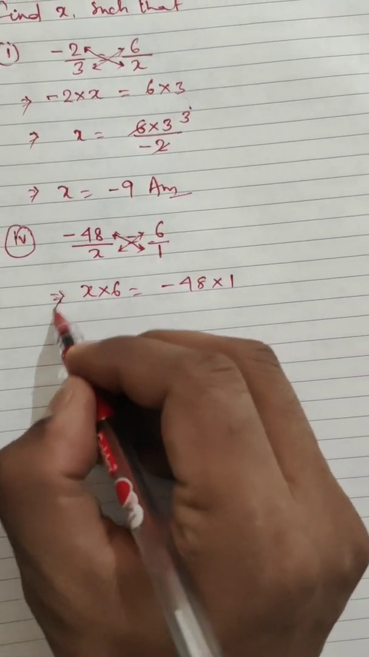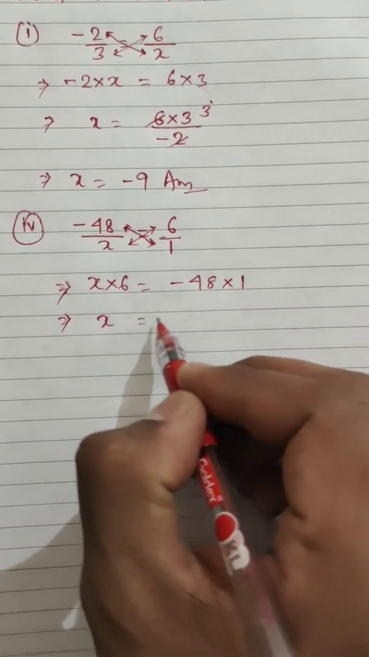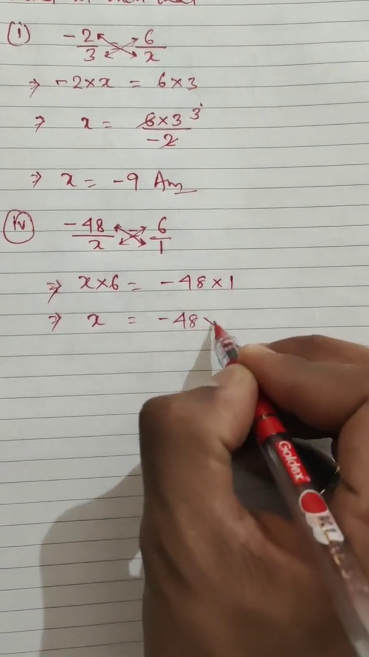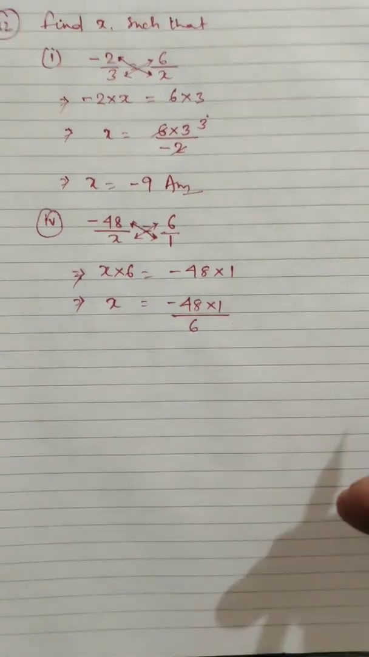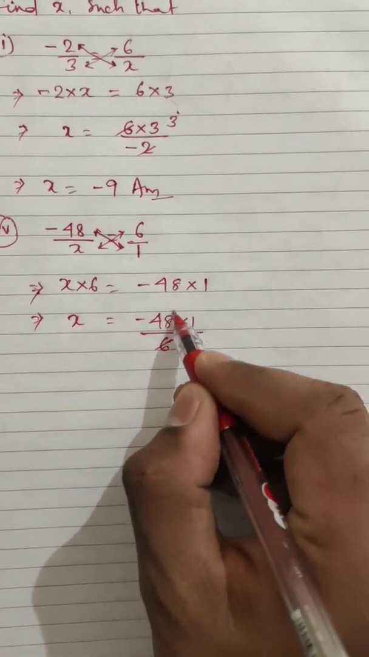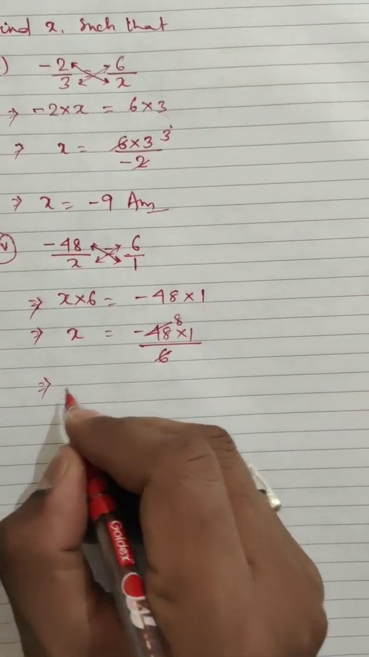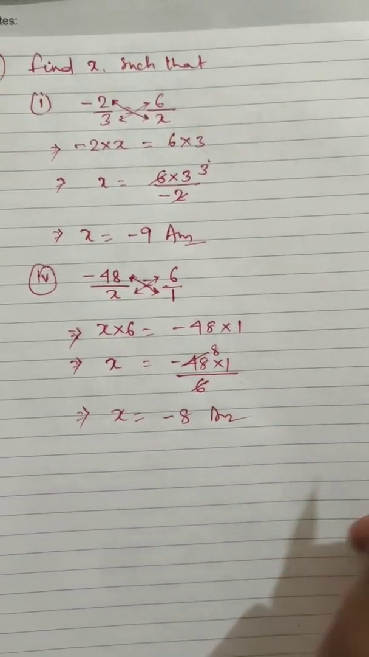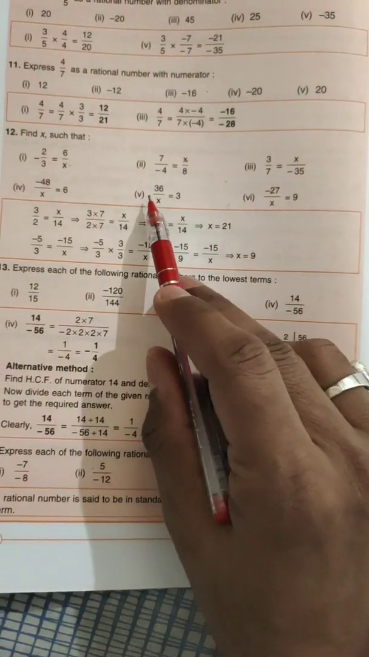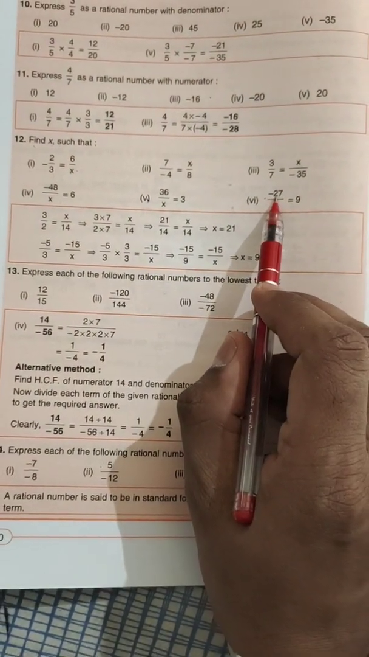For finding the value of x, we have to remove this 6. Minus 48 into 1, it is in multiplication. When it will go this side, it will become division. 6 eights are 48. x is equal to minus 8 into 1. The value of x is minus 8. Similarly, question number 5 and question number 6 you will solve on your own.